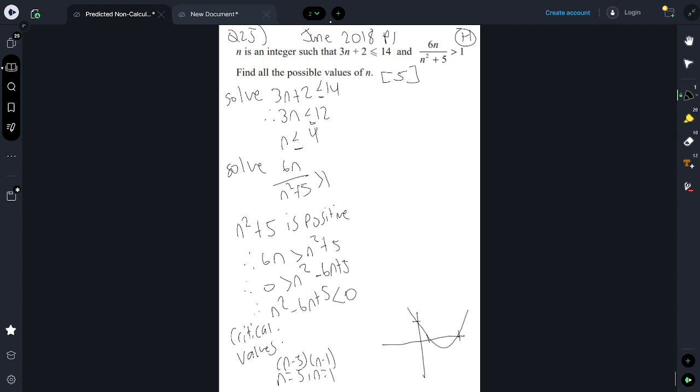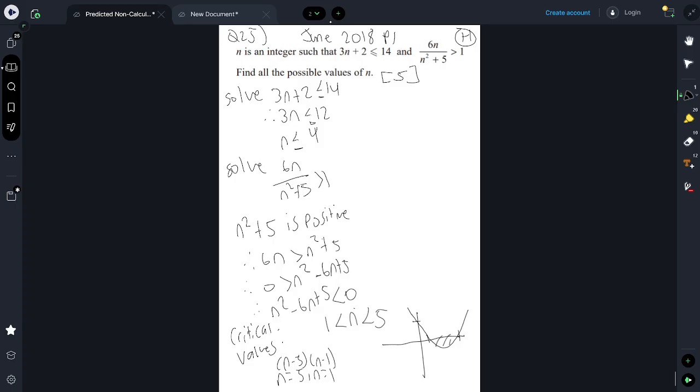Cool. Now, say this is y equals n squared minus 6n plus 5. We want the part where y is less than 0, so where the graph dips below the axis, going negative, which is going to be here. And it's going to be between these critical values, so between 1 and 5. And it's going to be strictly between. If it's equal to 1 or 5, the endpoints, it's going to be equal to 0, but it cannot be equal to 0. It has to be strictly less than 0.